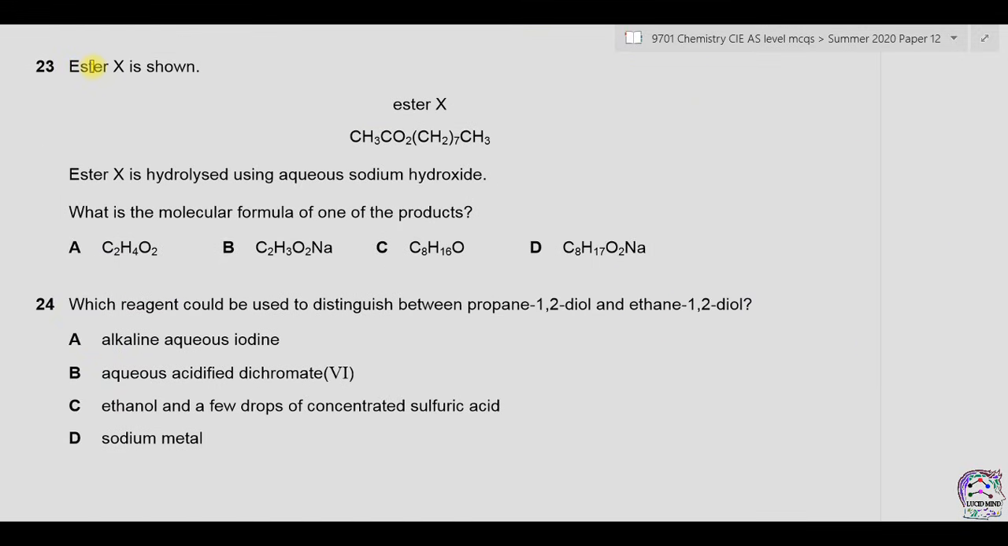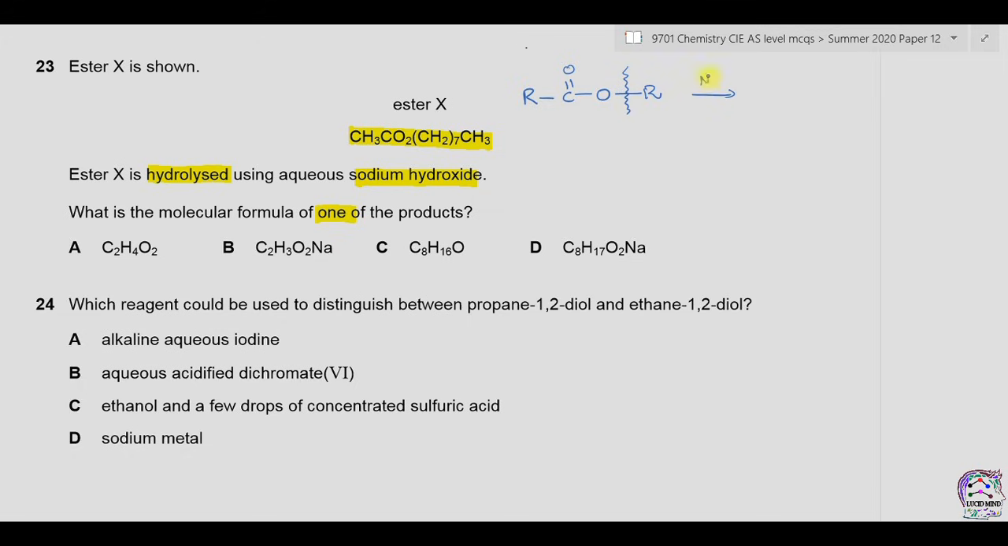Question 23. Ester X is shown. This is an ester. Ester X is hydrolyzed using aqueous sodium hydroxide. What is the molecular formula of one of the products? Now hydrolysis of ester takes place in such a way that the bond between this oxygen atom and this R group actually breaks.